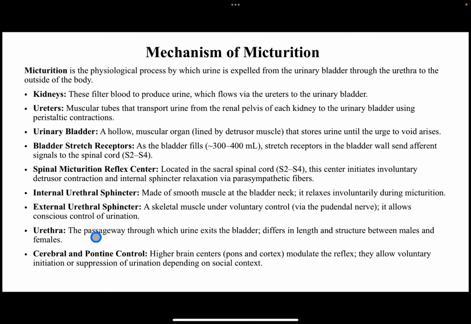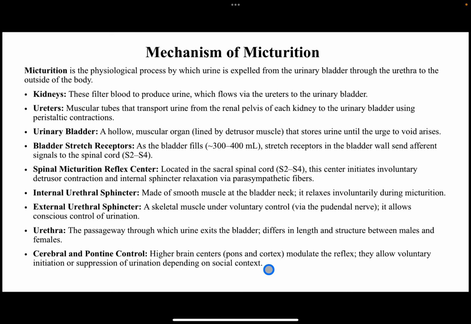Then the urethra, which is the passageway through which urine exits the bladder, differs in length in males and females. Then we have the cerebral or pontine control, whereby the higher brain centers, the micturition centers in the brain and the cortex, modulate the reflex. They allow voluntary initiation or suppression of urination depending on the social context. So these are the structures that are involved in micturition.